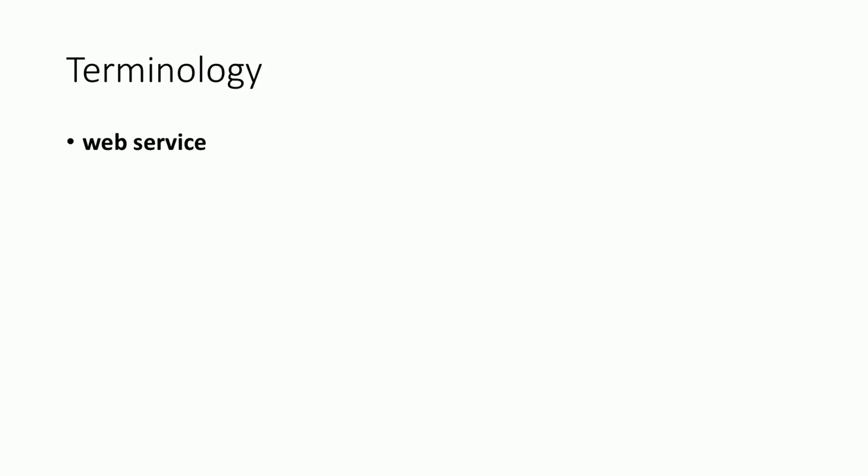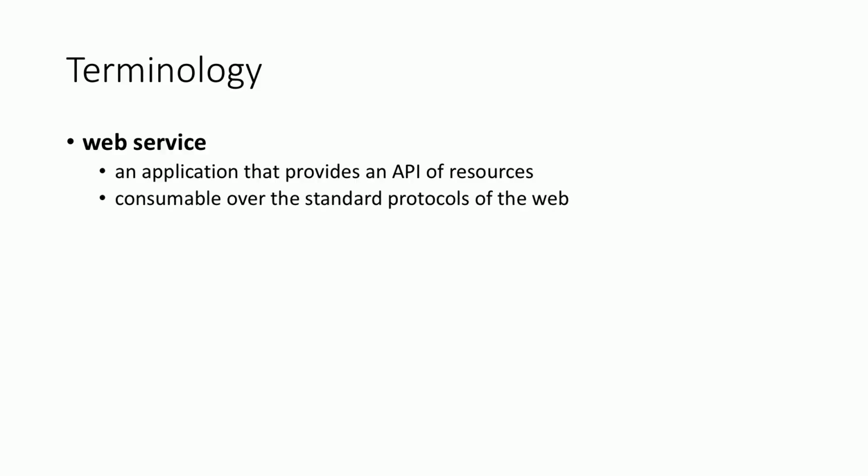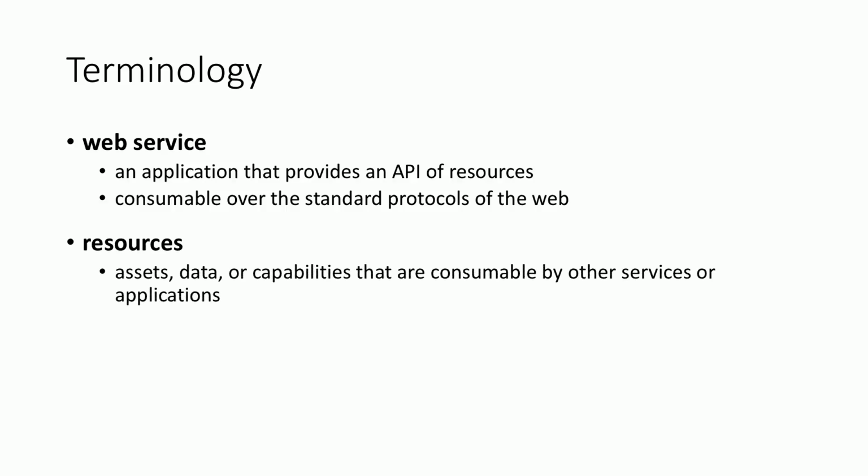So terminology-wise, a web service is essentially just an application that provides an API of resources. Those resources are consumable over the standard protocols of the web. And those resources could be data, it could be assets, or it could be some capability that you want to provide in the case of an RPC API. So the resources are assets, data, or capabilities that are consumable by your application or by other applications.